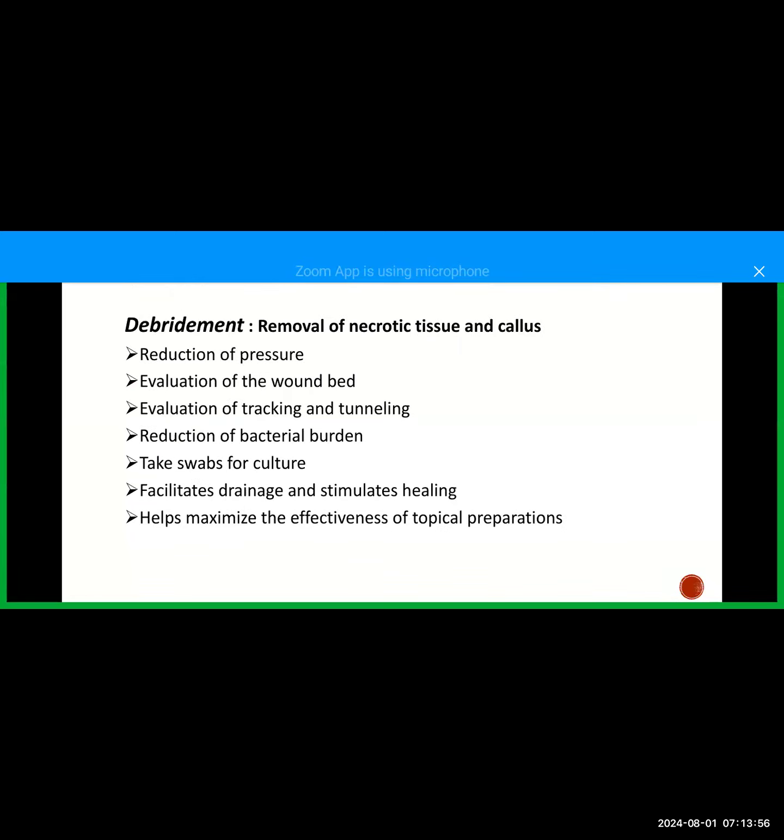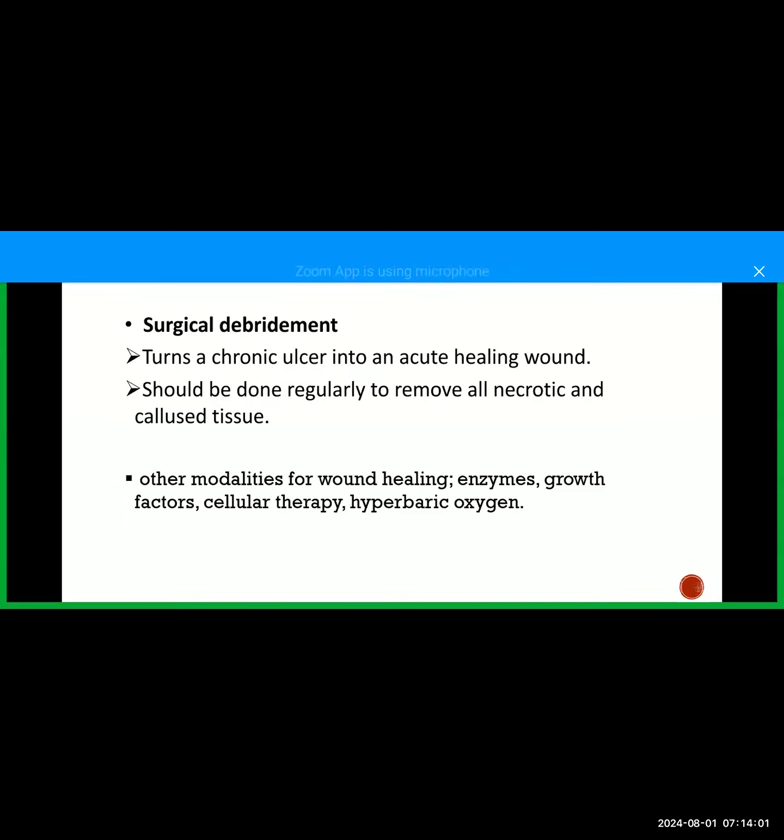And debridement can be done mechanically or biologically. Surgical or mechanical debridement can turn the chronic ulcer into an acute healing wound, and should be done regularly to remove all necrotic and callous tissues. Other modalities include the use of enzymes, growth factors, cellular factors, and hyperbaric oxygen.